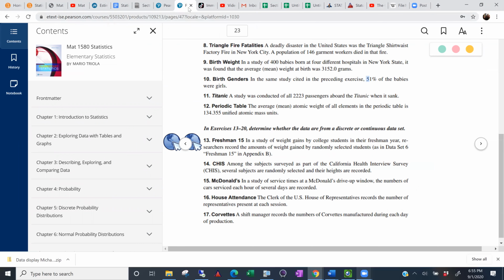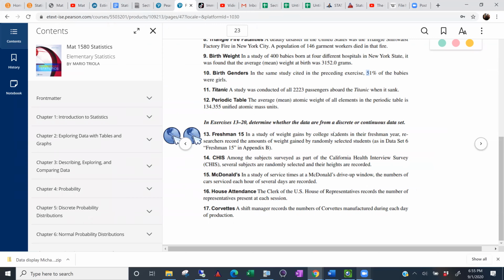And let's see. I want to take a look, start at problem number 14 here. Determine whether the data are discrete or continuous. In problem number 14, it says, among the subjects surveyed as part of a California health interview survey, subjects were randomly selected and their heights are recorded. So how tall somebody is, is that discrete or continuous? Continuous. It's continuous. Your height can be anything in some interval.